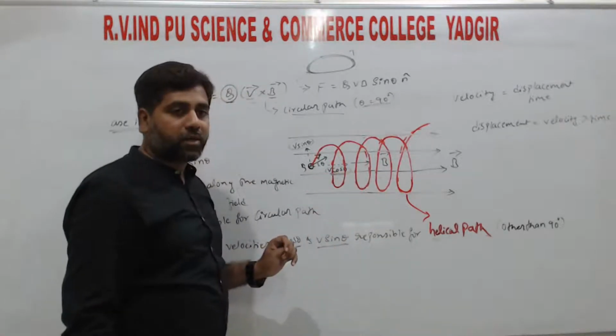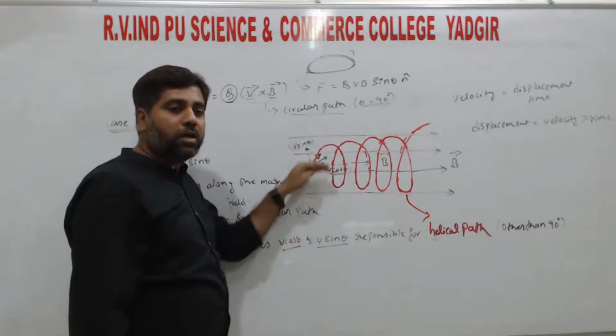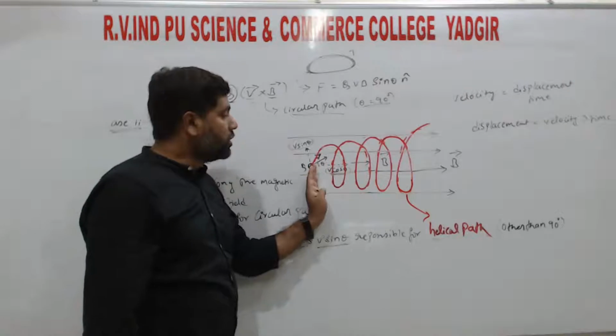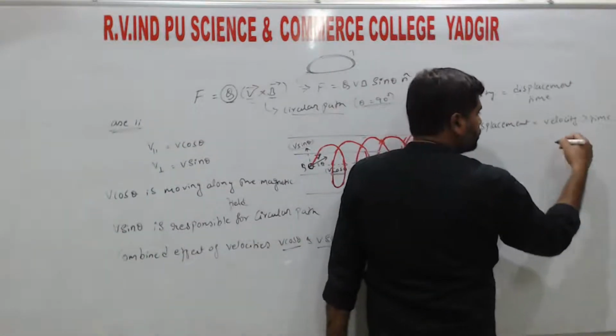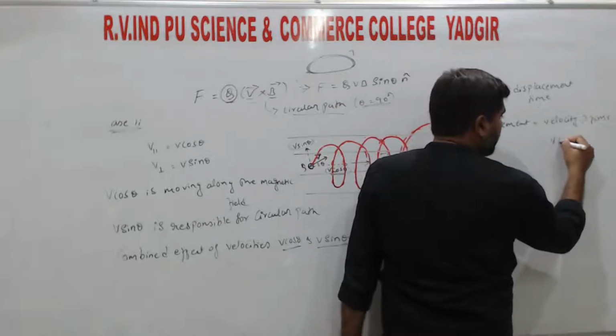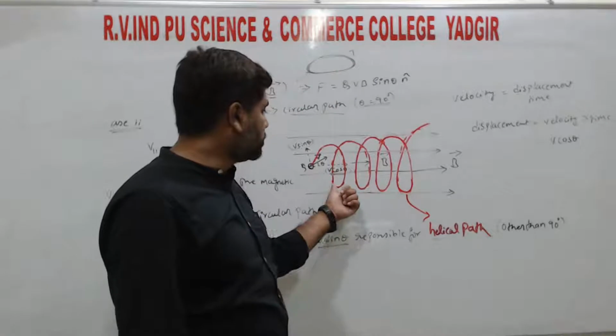We have to consider the horizontal velocity. So vertically there is no displacement. The vertical velocity is responsible for tracing the circular path, right? So along the horizontal, displacement is equal to the velocity component v cos theta, right? So that is responsible for the horizontal displacement.